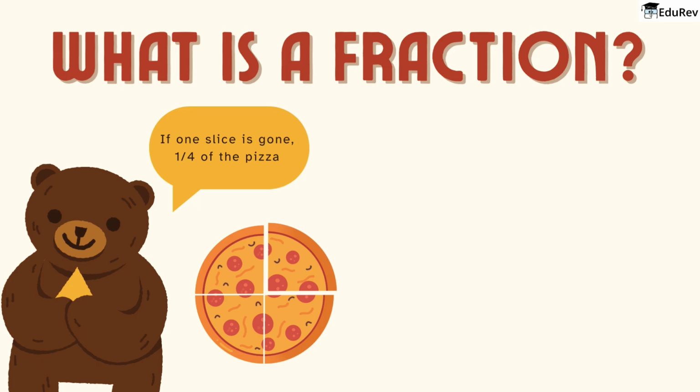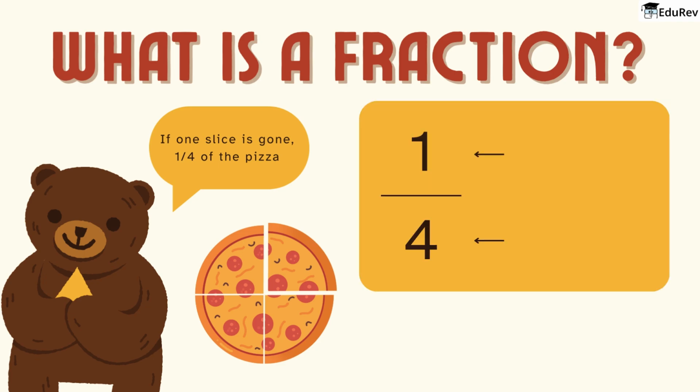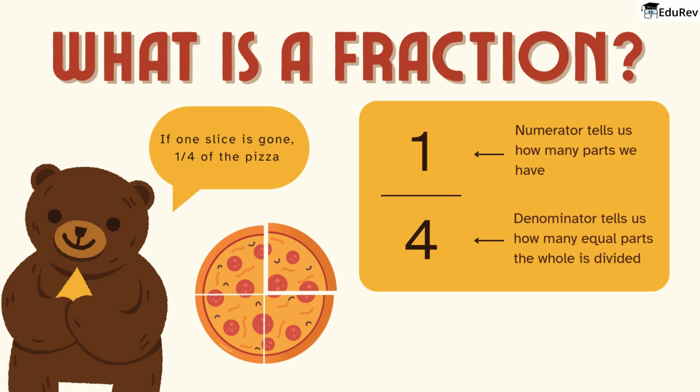Imagine a pizza that is cut into 4 slices. If you eat one slice, that's 1 out of 4 parts, written as 1 by 4 or a quarter. The numerator tells us how many parts we have. The denominator tells us how many equal parts the whole is divided into. So, fractions are nothing but a way of showing parts of a whole.